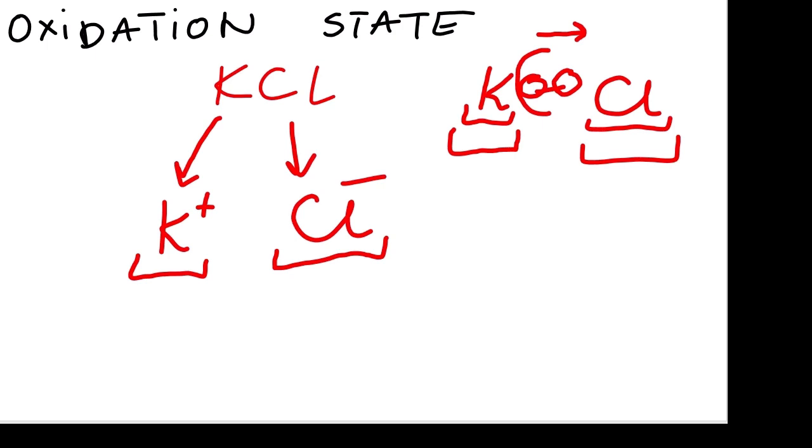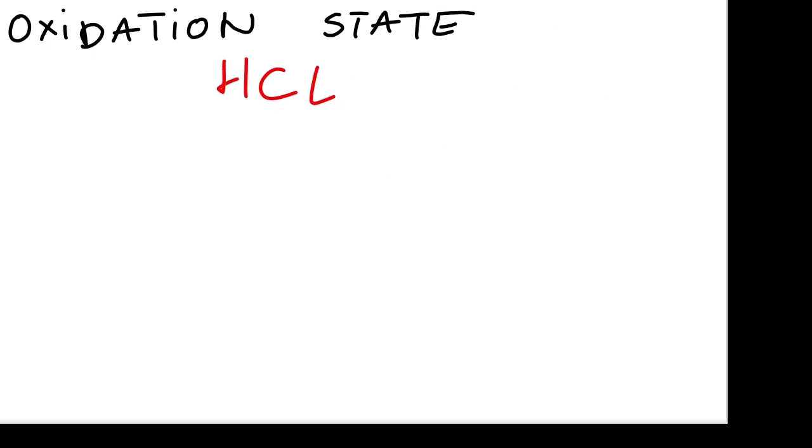Let's sum these charges. +1 plus -1 gives us 0. The potassium chloride is neutral, considering of course the charge. A neutral particle's net charge is equal to 0. Okay, so let's consider another example.